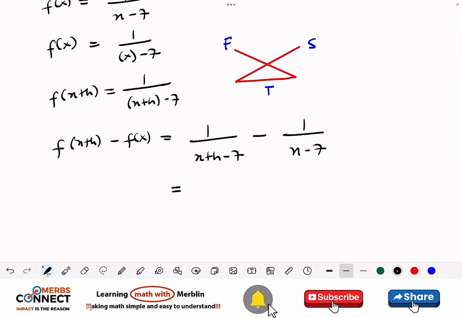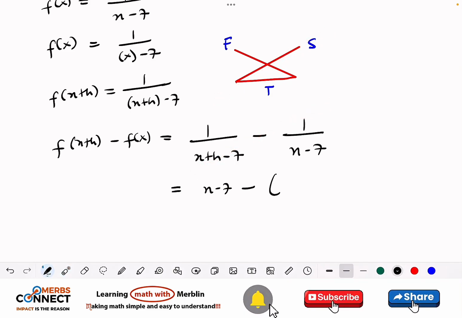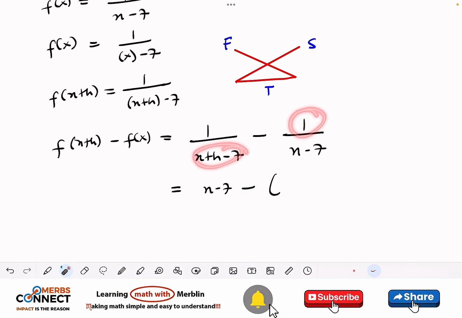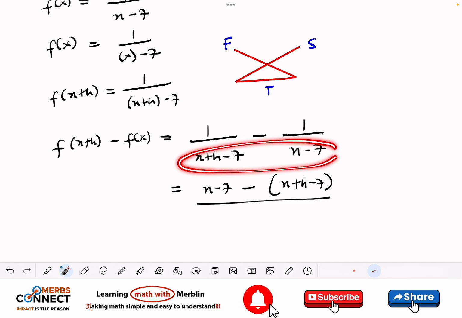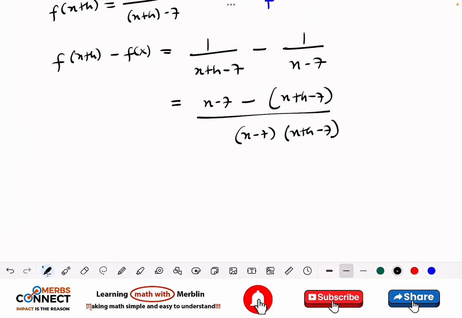So 1 times x minus 7 is that. Then minus, because I have the minus here. Then go to this one second, so I'll put it into parentheses because of the minus here. Now this times this gives us x plus h minus 7. Then divided by the third, so we go this way and I just multiply this one by that. I'm not going to simplify. So I'm going to have x minus 7 and then x plus h minus 7.